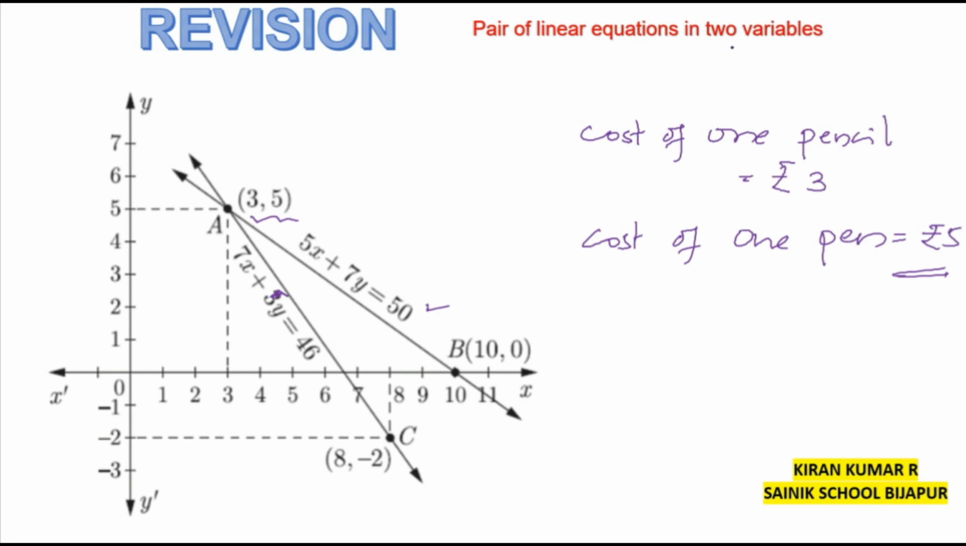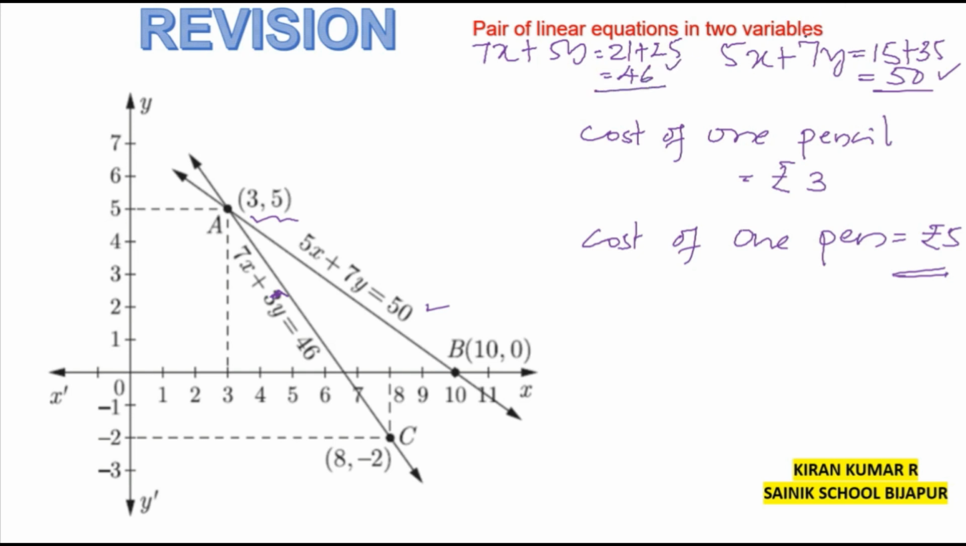You can cross check. If you have 5x plus 7y, you should get 50. Do we get that? 5 multiplied by 3 is 15 plus 7 multiplied by 5 is 35. On addition, it becomes 50. So it suits the first equation. Does it suit the second equation? 7x plus 5y: 7 multiplied by 3 is 21 plus 5 multiplied by 5 is 25. The sum is 46. It suits the second equation also.